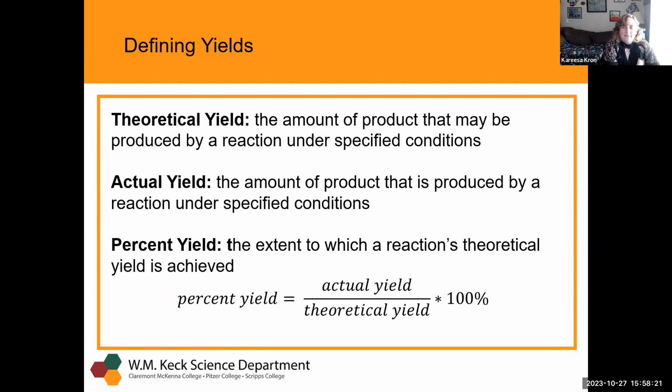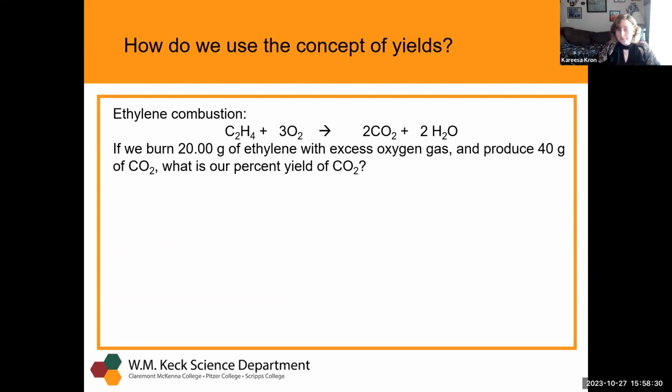And so once we have this language and we're trying to practice using it, we can start to approach problems. So a sample problem here could be, if you have ethylene combustion, that if we burn 20 grams of ethylene with as much oxygen gas as we need, or excess oxygen gas, we find that we produce 40 grams of CO2. And we want to know what percent yield did we achieve. And the first thing that we're told in this problem is that we do produce 40 grams of CO2. And so what that tells us is that we have an actual yield of 40 grams of CO2.